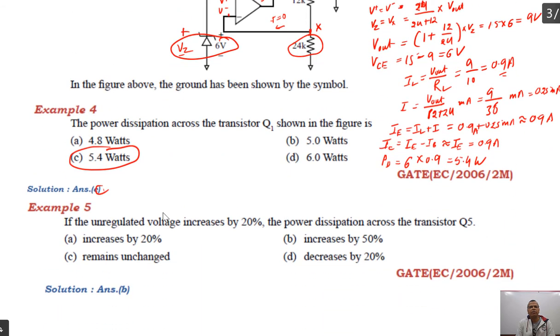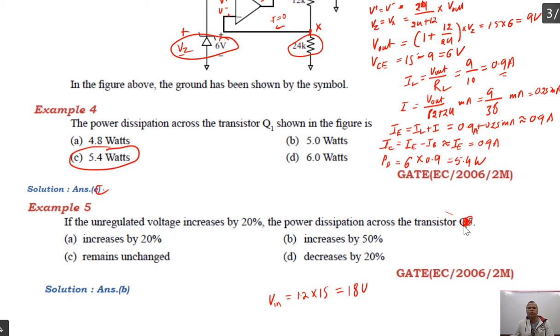Let us see the second part. If the unregulated voltage is increased by 20%, the power dissipation across the transistor will be, right? So you have to find the power dissipated if the input supply is increased. So the input supply after an increase of 20% will be how much? 1.2 multiplied by the actual input voltage, which was 15, right? So this is 18 volt.